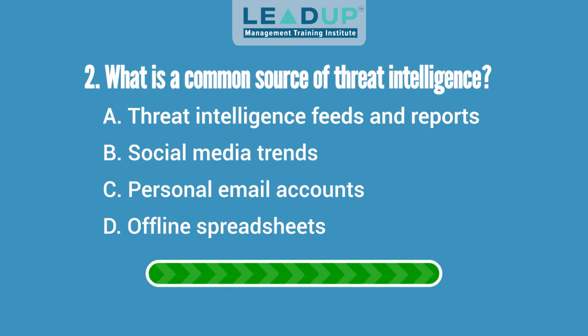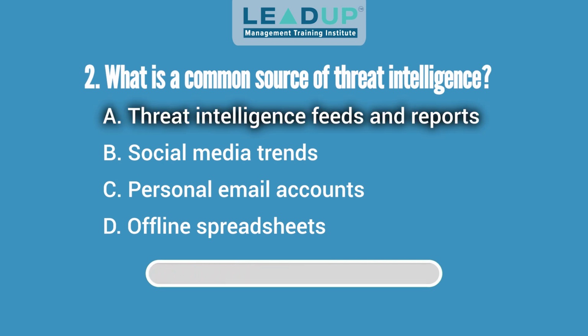Question 2. What is a common source of threat intelligence? A. Threat intelligence feeds and reports. B. Social media trends. C. Personal email accounts. And D. Offline spreadsheets. Answer: threat intelligence feeds and reports.